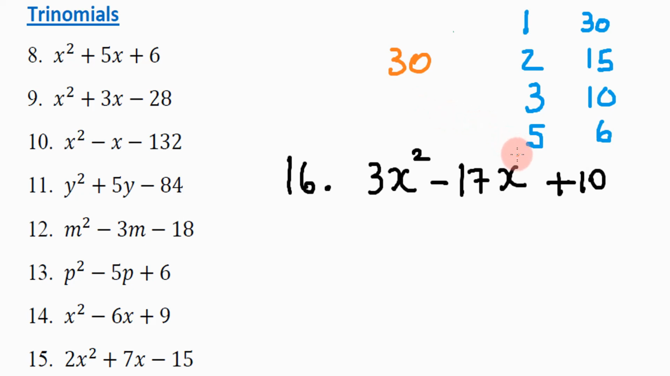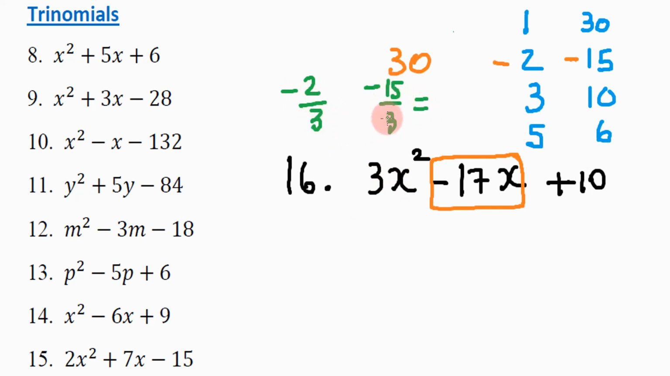We need to get a middle term of negative 17x. So which set of factors will give us 17? And it will be 2 and 15. We need to get negative 17, so we need both 2 and 15 to be negative. So negative 2 minus 15 will give us negative 17. Now we take these two numbers, so negative 2 and negative 15, and we divide them each by the x squared coefficient, in other words by 3.